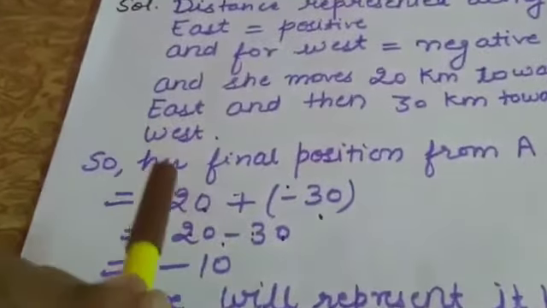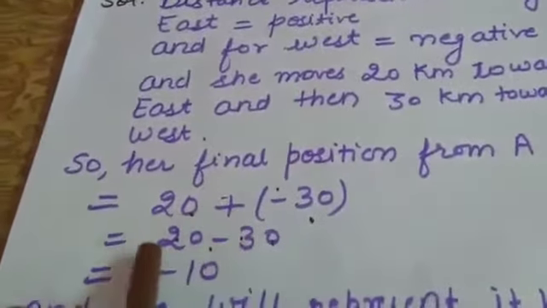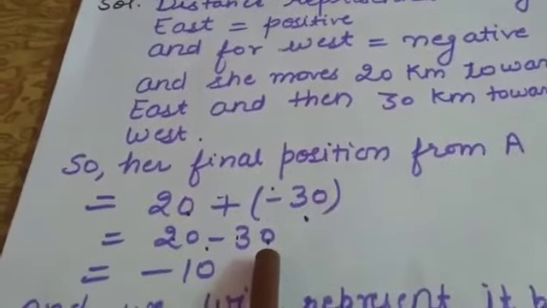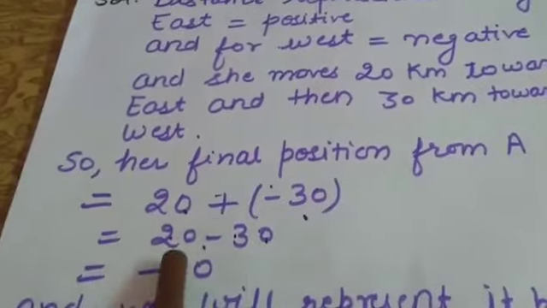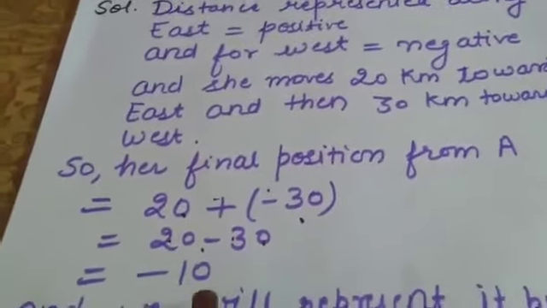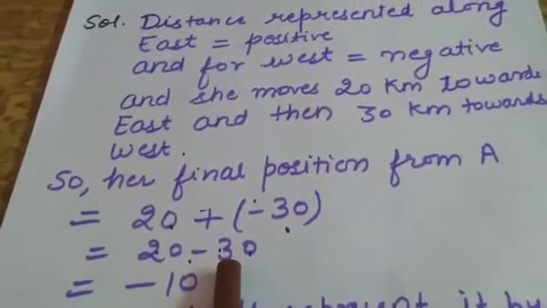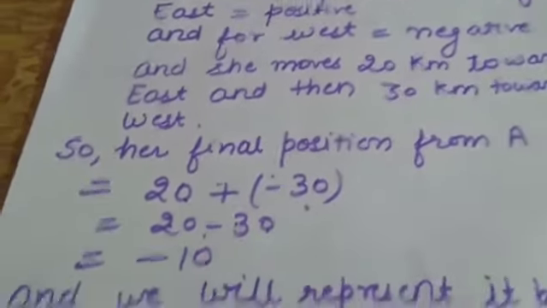Again the same concept for solving the integers. 20 and 30, here one is positive and one is negative. For the sign, simply you have to subtract the smaller number from the bigger one. You will get 10, and the sign will be of the number which is larger among these two. So the answer will be minus 10.